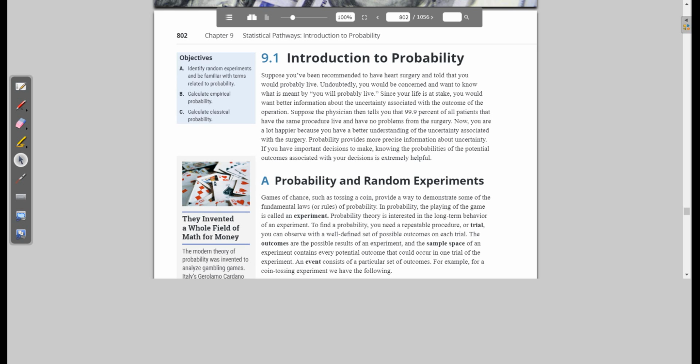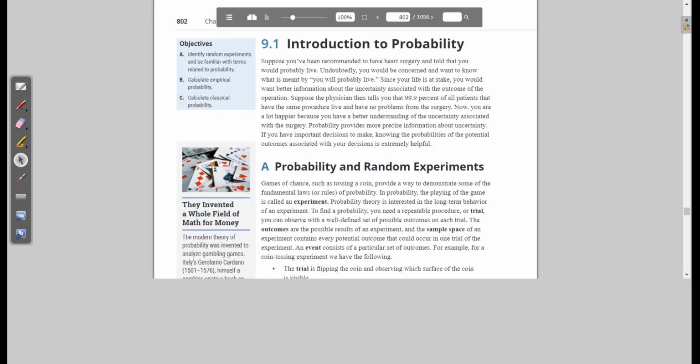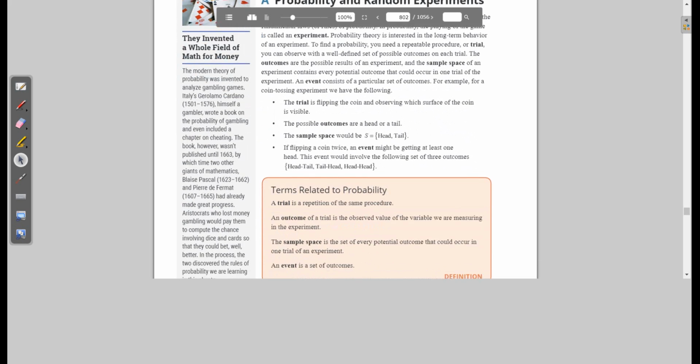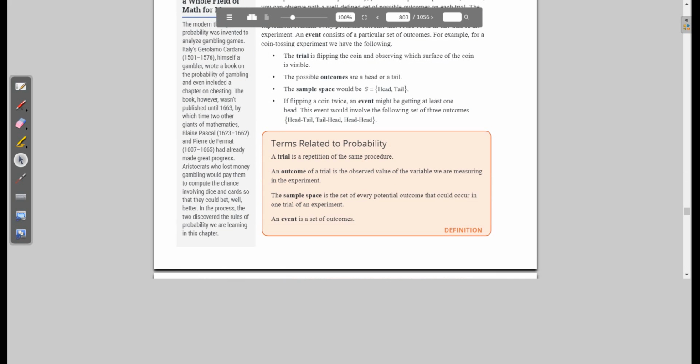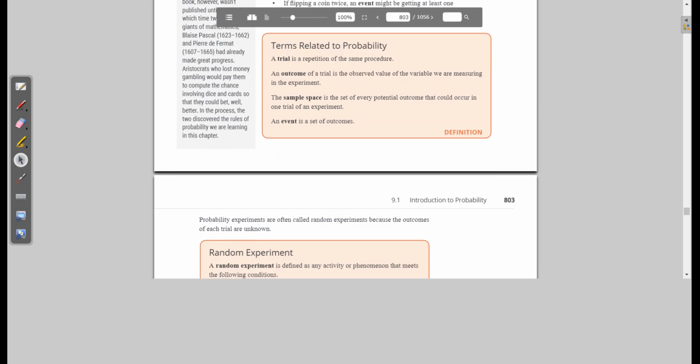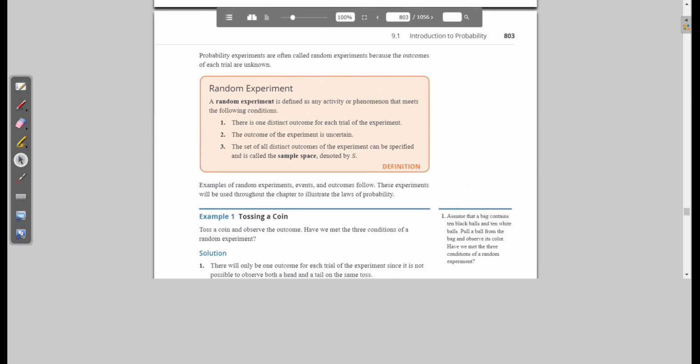All right, so we've come a long way in this course from learning how to multiply negative numbers to now going into probability. So let's look at this. The terms related to probability. Put this on the page, and I think there's one more. Yeah. So random experiments.